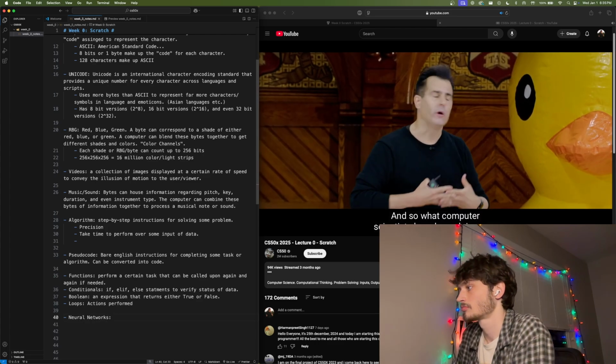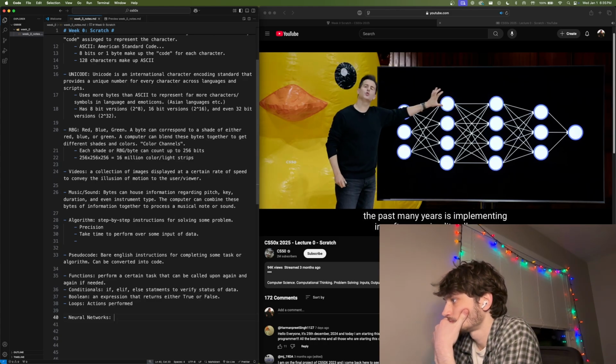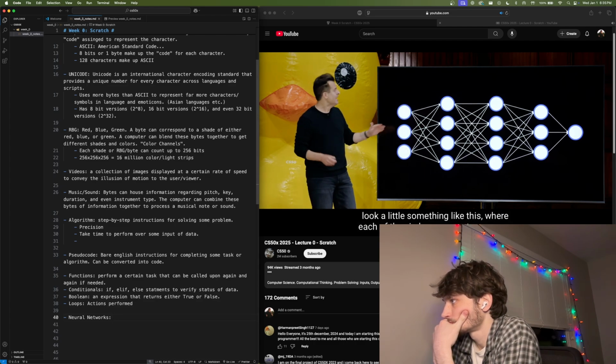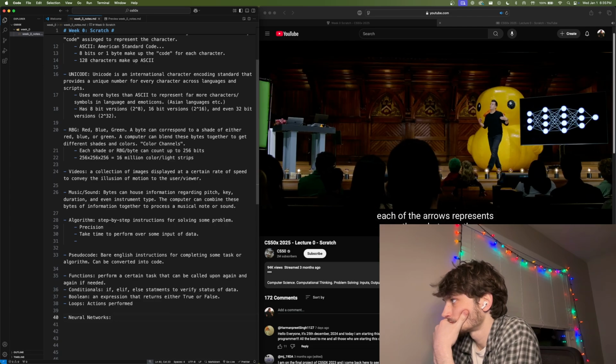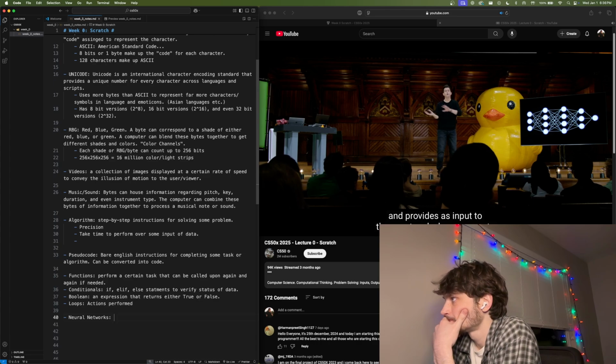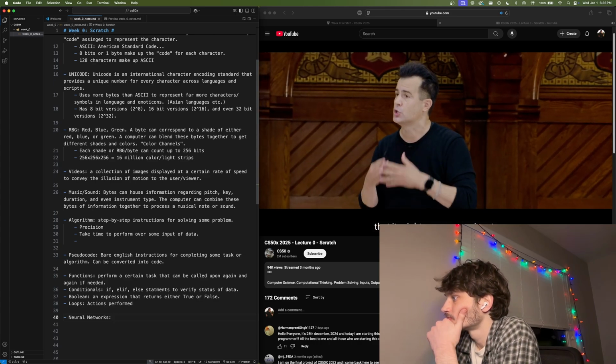And so what computer scientists have been doing over the past many years is implementing in software, using literally zeros and ones, graphs or networks, neural networks that look a little something like this, where each of the circles represents a neuron, each of the arrows represents a pathway between them, and provides as input to these networks huge amounts of data, like all of the internet, all of Wikipedia, all of the books that it might consume as input.